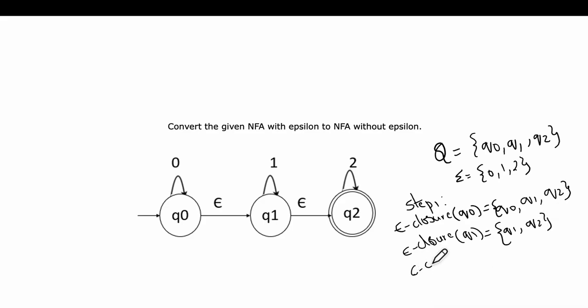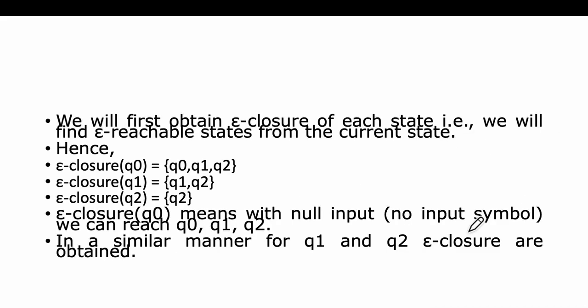Now epsilon closure of Q2 is Q2. So this is step 1. Now for each state, what are all the states given in the FA with epsilon? For each state you have to find the epsilon closure. So this is step 1. Next, this is epsilon closure.